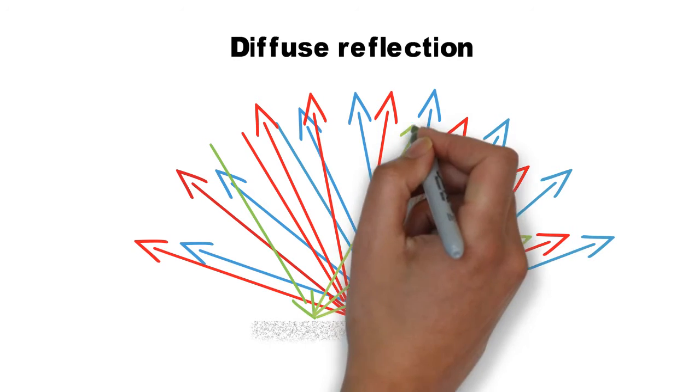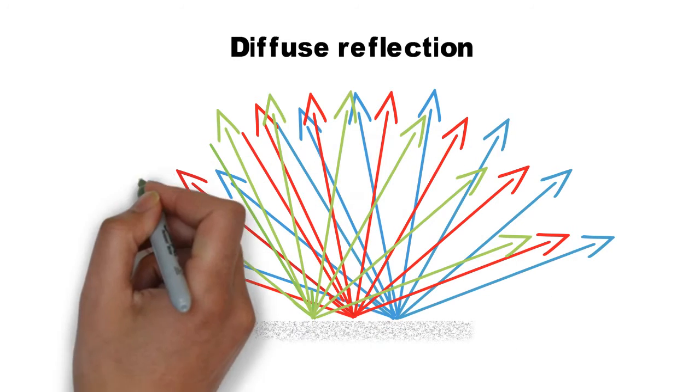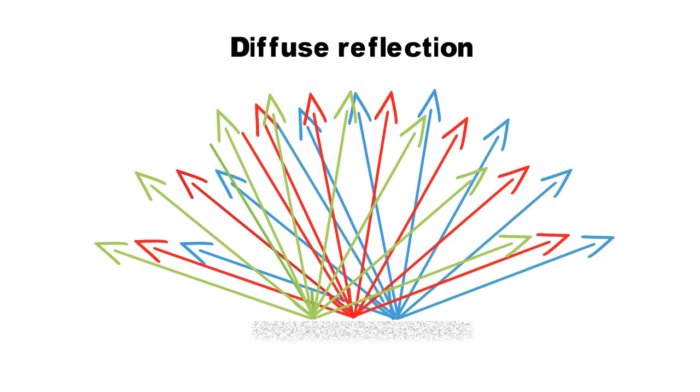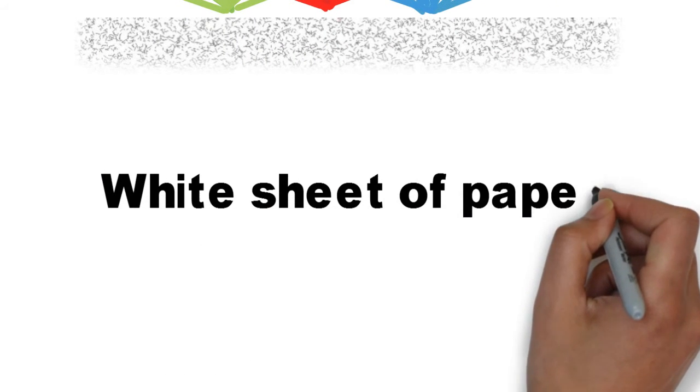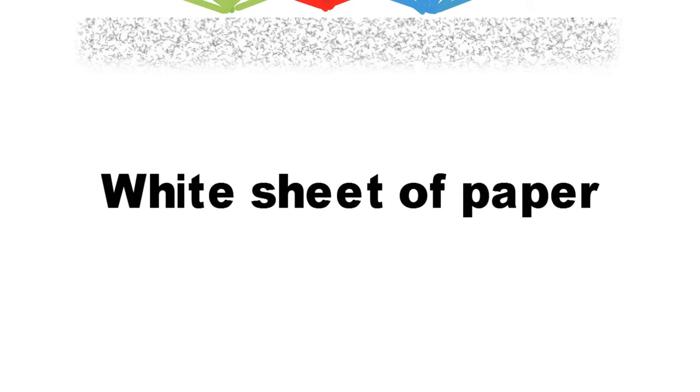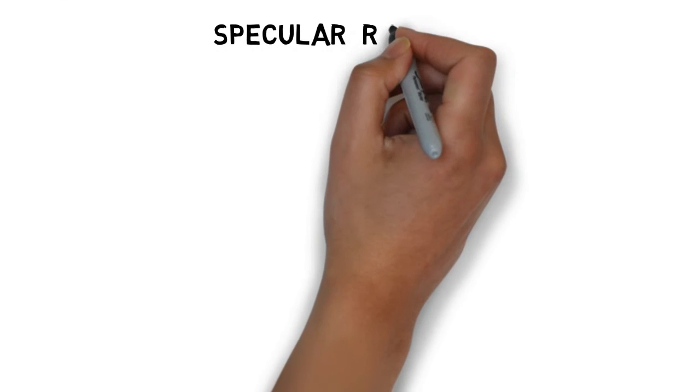The light coming to your eyes is a mix of light falling on the object from different directions, and you cannot see an image in such a mixture of rays. This is what happens when you see a white sheet of paper. But then, how do mirrors work? This is where specular reflection comes into picture.